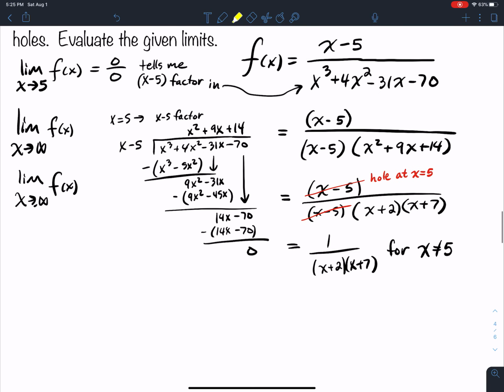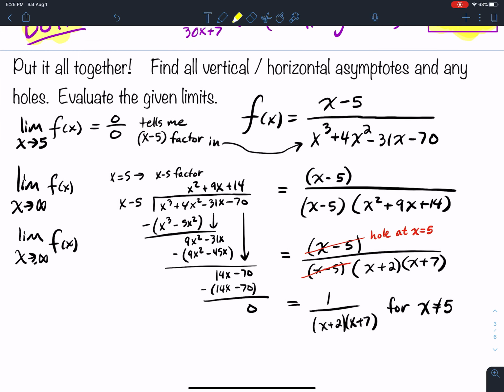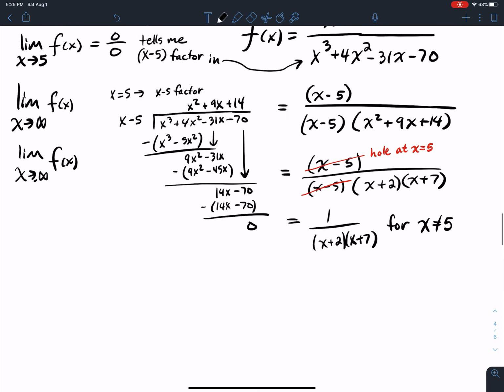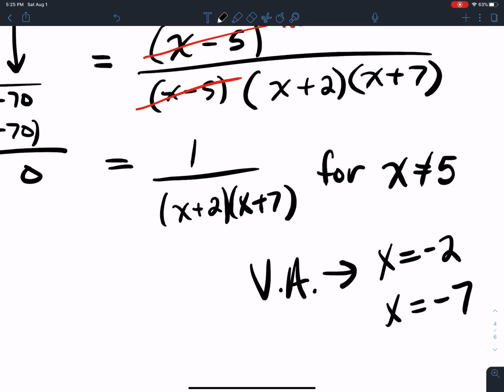And so this is equal to this rational function as long as x is not equal to 5, but if it's a hole, then we're not equal to 5 there. So what do I do to find vertical asymptotes? You think about it. You take the limit, okay? So typically, in college algebra, we would just set the denominator equal to 0, and then we say that we can't have those values, so that would mean x can't be negative 2, and x can't be negative 7, right?